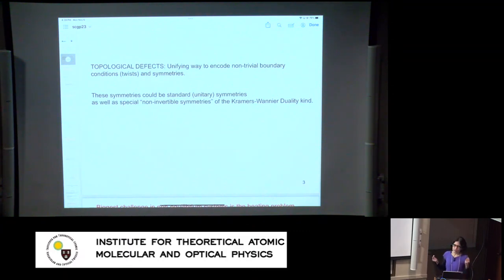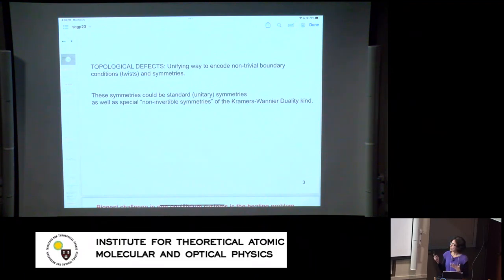Boundary conditions, you can think of it as a system where you put a periodic boundary condition, and so there's no defect. I can put some junk somewhere in the middle, and that's a defect. But what topological defects are telling you is that given a particular model, there are some very special boundary conditions which do something non-trivial to the system.